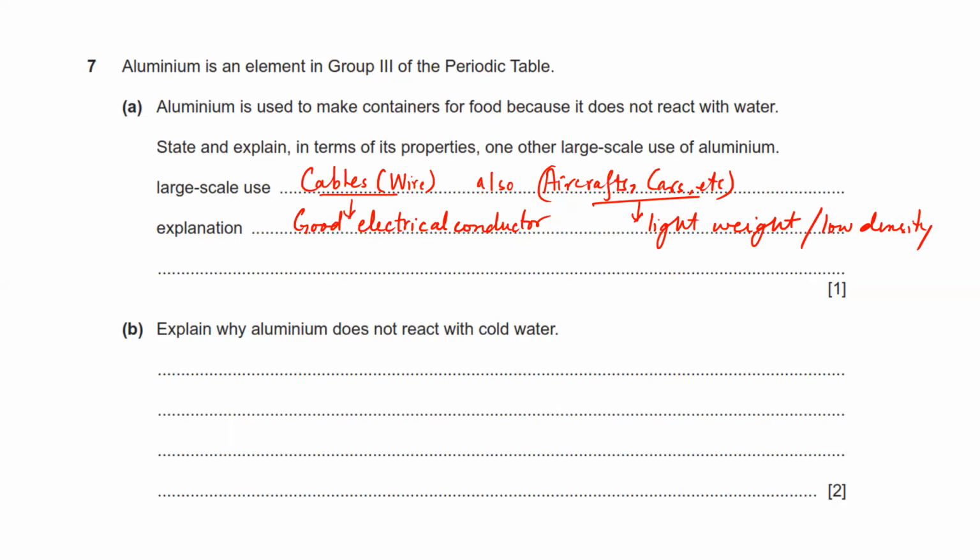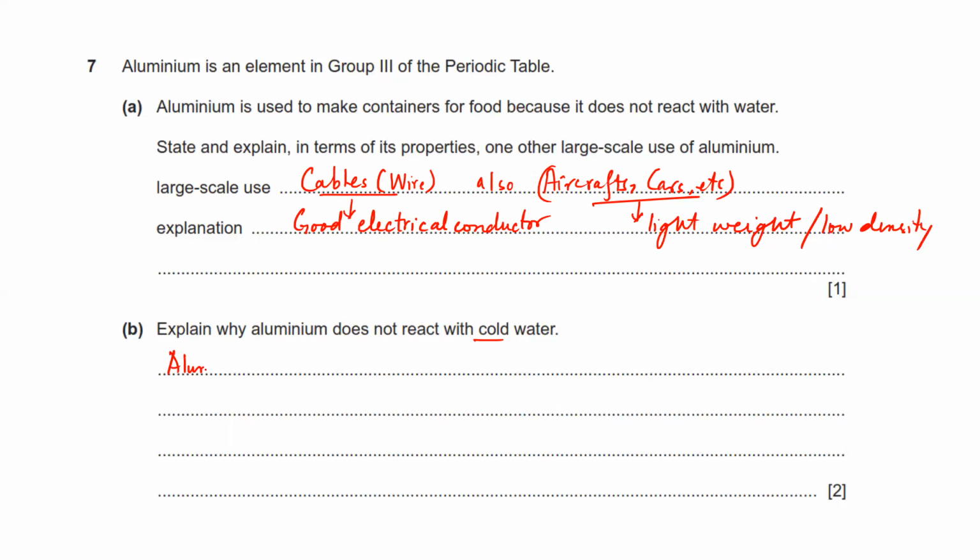So then 7 part B, explain why aluminum does not react with cold water. So remember, aluminum has a tendency to make a native oxide layer around itself, and that oxide is insoluble in water. And that oxide generally doesn't easily allow water to penetrate through it. So that is the only reason why.